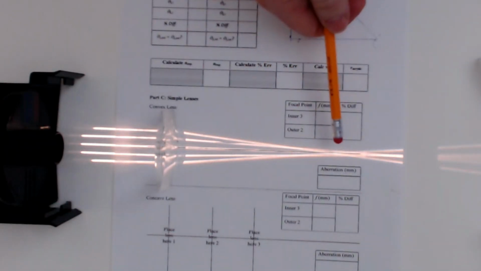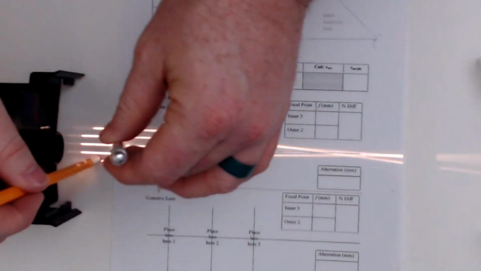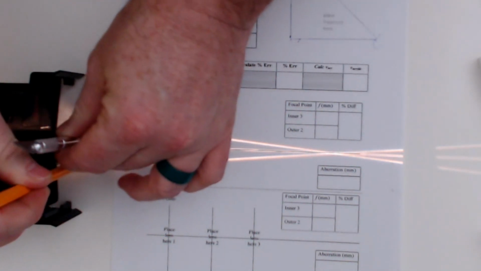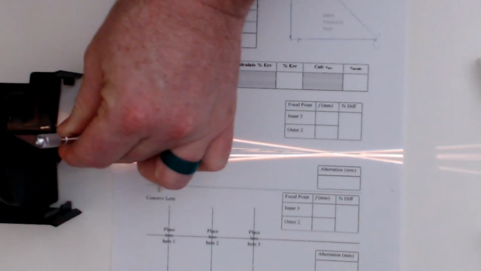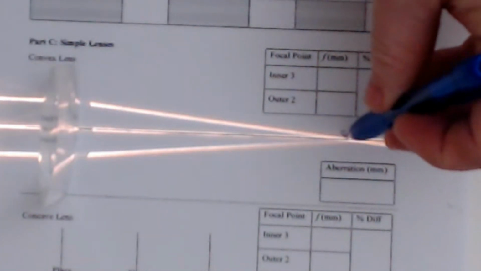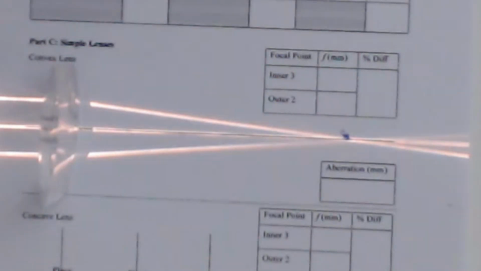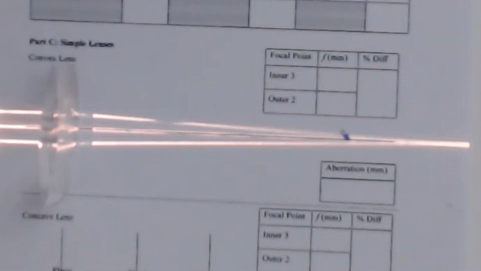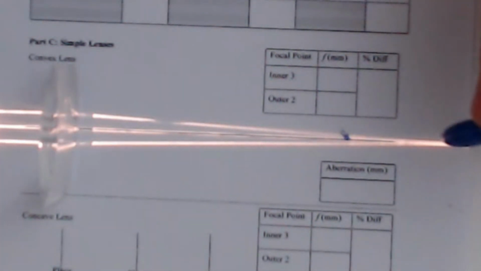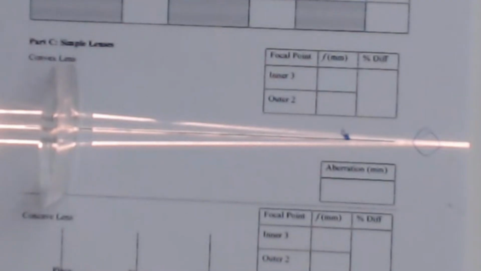Notice carefully the focal point as I block particular beams. I'm going to block the inner 2 beams. And you can see that those focus point, these appear about there. But when I block the other 2 beams, you see the focal point is much further. So this is your indication of aberration.